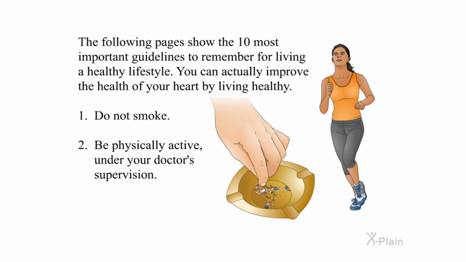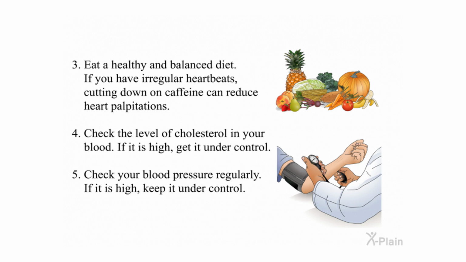Living healthy. The following pages show the 10 most important guidelines to remember for living a healthy lifestyle. You can actually improve the health of your heart by living healthy. 1. Do not smoke. 2. Be physically active under your doctor's supervision. 3. Eat a healthy and balanced diet. If you have irregular heartbeats, cutting down on caffeine can reduce heart palpitations.